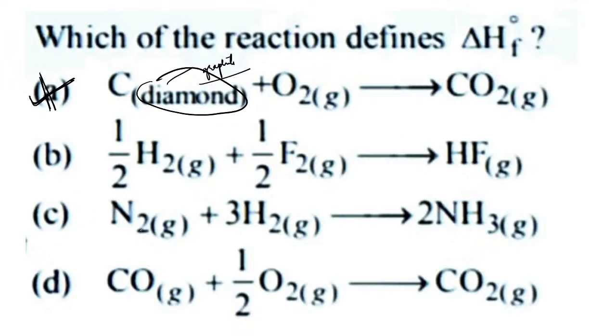Option C is basically N2 gas plus 3H2 gas giving 2NH3. So this one is also incorrect. What's the reason for this? Why is this an incorrect option? Come on everyone, why is option C not delta H of formation? Right, okay. So delta H of formation is defined for 1 mole of product. Here you can see it's 2 moles.